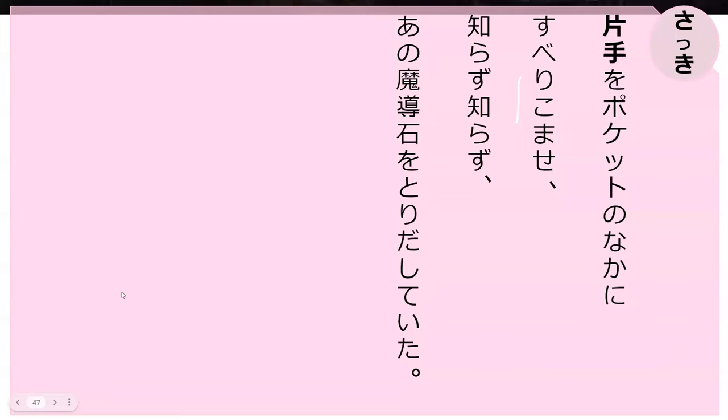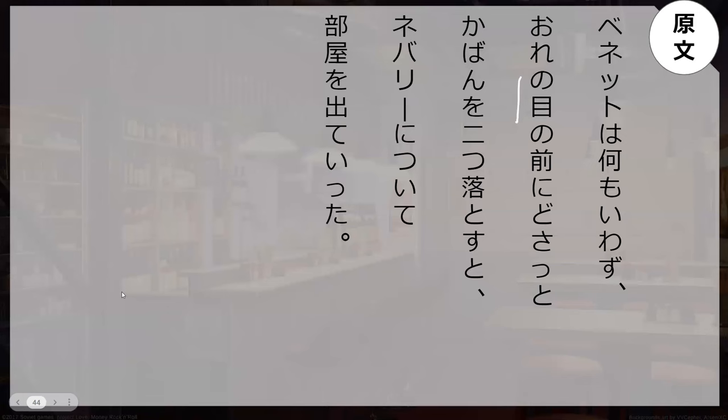Before we do so, I'm actually going to go back. Apparently, tsuiteru, to accompany with, is actually the attached kanji. I didn't know that. So it's like you're attaching yourself to neburi, basically.